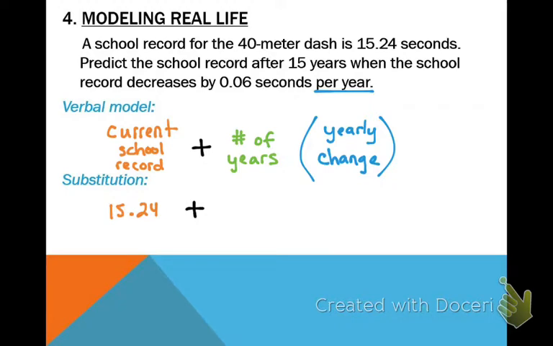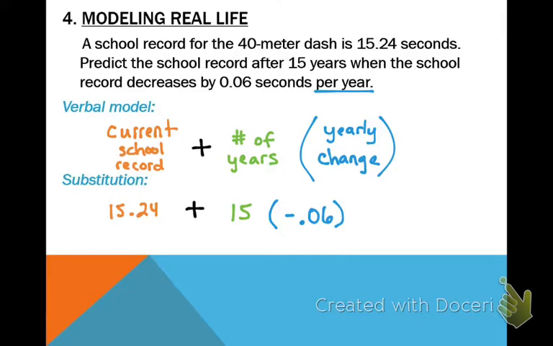Drop it down. What is the number of years? How many years away are we going to test Sequest's son's record? 15. And I have to multiply that by the yearly change. How much is it changing each year, class? 0.06. Now here's the deal. It says it decreases. Is that going to be a positive or a negative integer? A negative. So by negative 0.06.